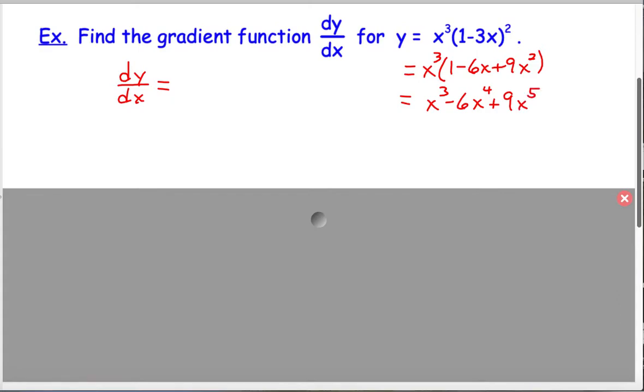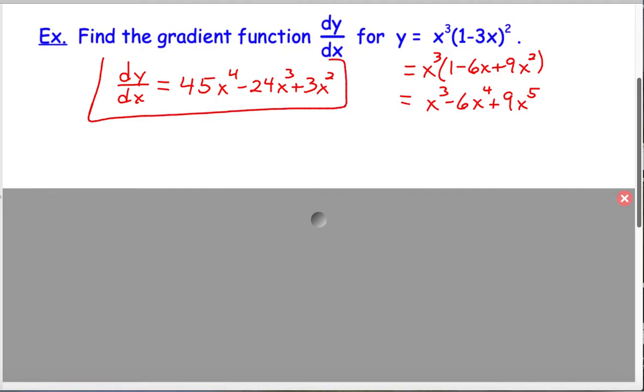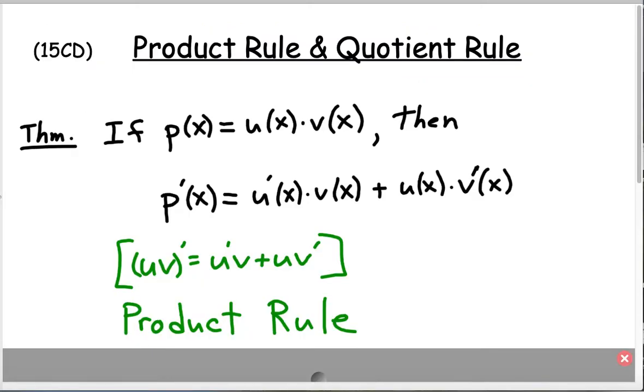And so dy dx, now I can just use the power rule, and I'll put it in descending order. So it's going to be 45x to the fourth minus 24x to the third plus 3x to the second. And I'd save myself some time by simplifying instead of trying to use one of the rules just to use one of the rules.